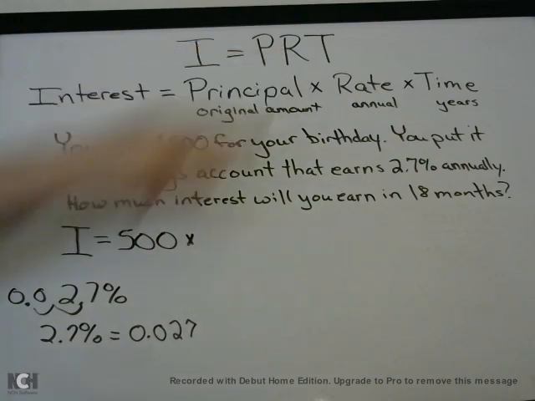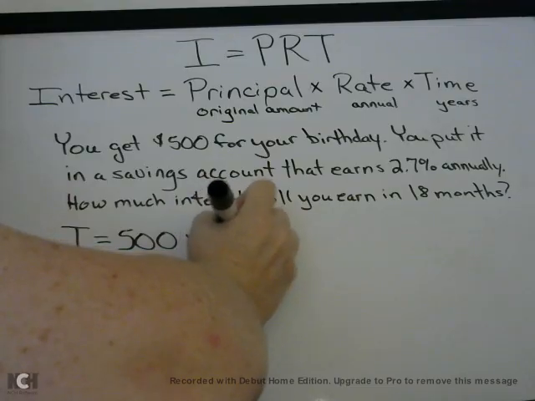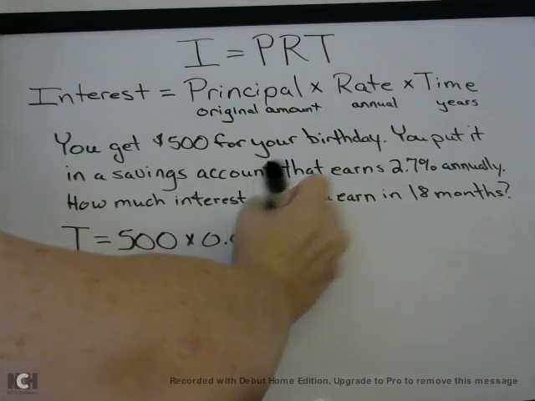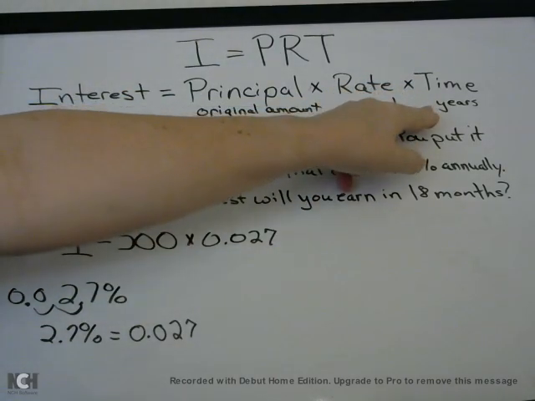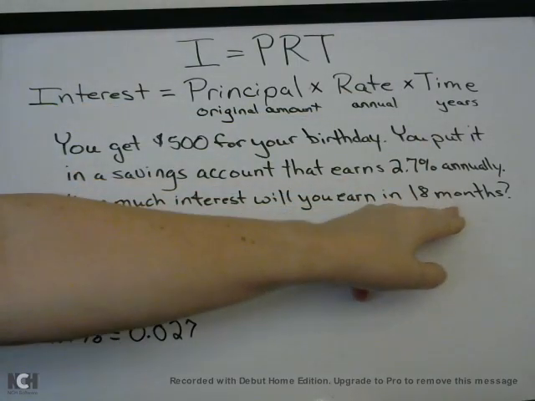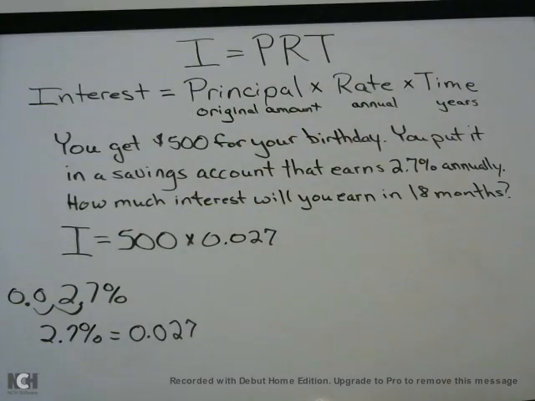Okay, so our rate is 2.7%. We've changed that to a decimal, so it's 0.027 times T, time. But remember, time has to be in years. And here, they've given us months. This is one way that they're going to try and get you. Make sure that you change this to years before you put it into the formula. So 18 months. How many years is 18 months? Well, there's 12 months in 1 year. So to convert months to years, all you do is divide it by 12.